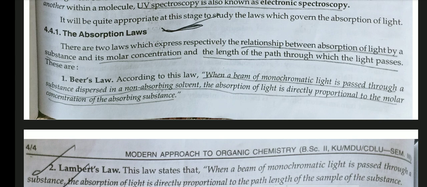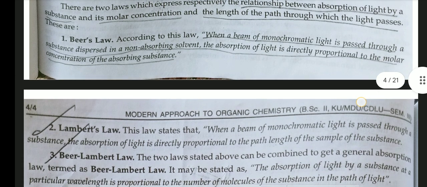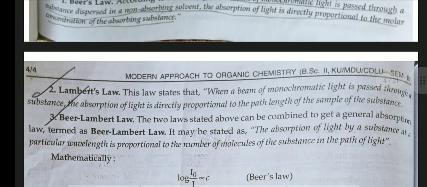These are Beer's law. According to this law, when a beam of monochromatic light is passed through a substance dispersed in a non-absorbing solvent, the absorption of light is directly proportional to the molar concentration of the absorbing substance. Lambert's law: when a beam of monochromatic light is passed through a substance, the absorption of light is directly proportional to the path length of the sample of the substance.